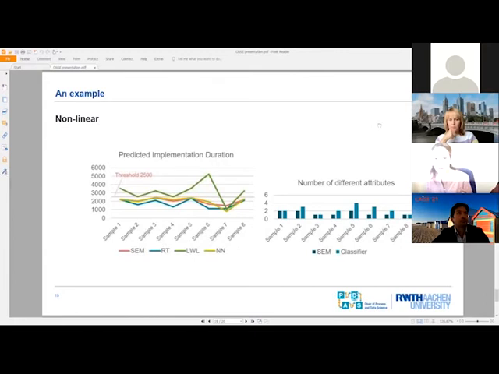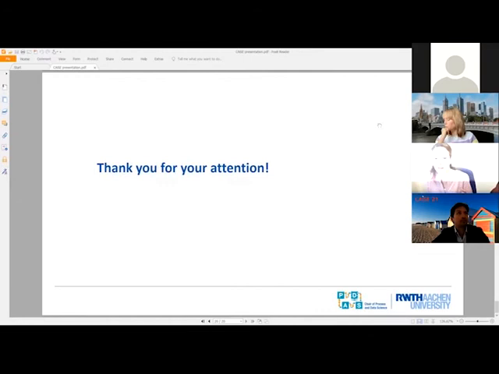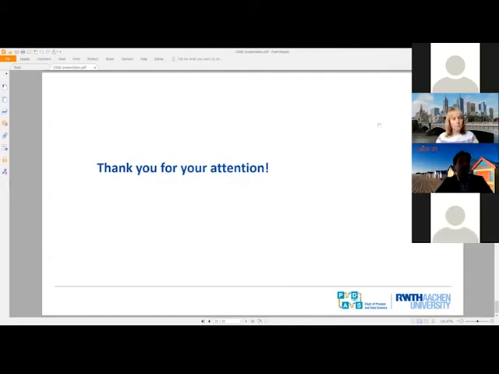We used the same experiment for a nonlinear structural equation model, and we got almost the same results. So with this experiment, we can highly suggest using a structural equation model for predicting the value of counterfactual explanations. Thank you for your attention.